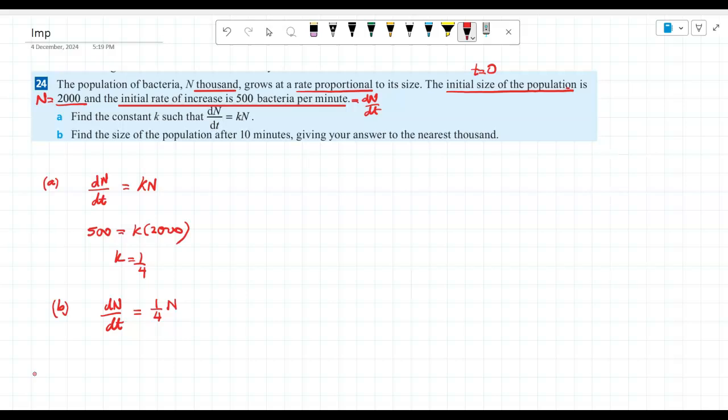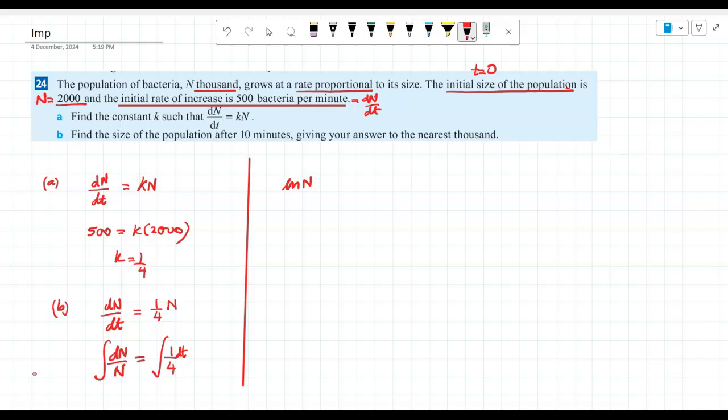Find the size of the population after 10 minutes, giving your answer to the nearest 1000. Now what do you need to do? You need to solve this differential equation. How do you solve this? This is how you solve it. I'll show you. dn by n is equal to 1/4 dt. You can integrate both the sides.